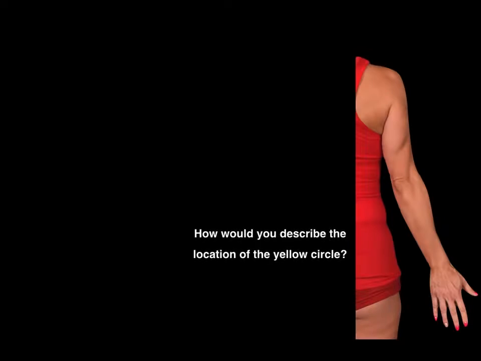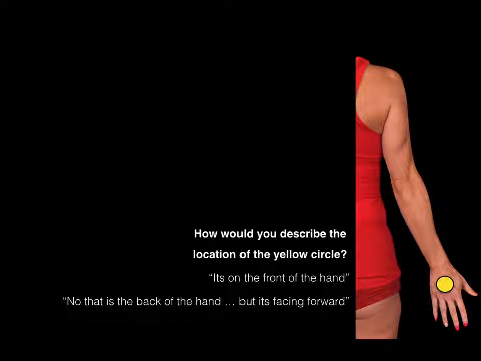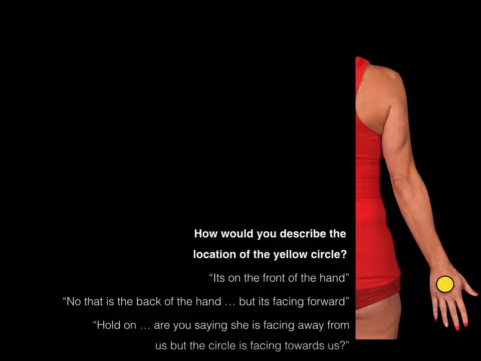And how would you describe the location of the yellow circle now? Some would say, oh, it's on the front of the hand. No, that's the back of the hand, but it's facing forward. Hold on. Are you saying she's facing away from us and the circle is facing towards us?